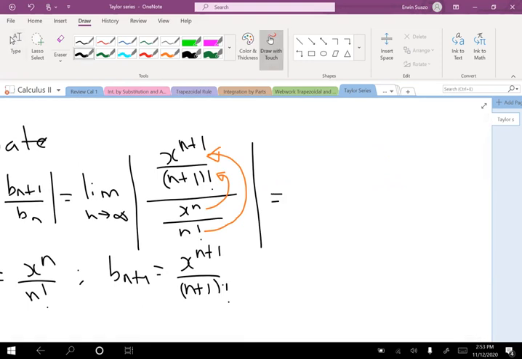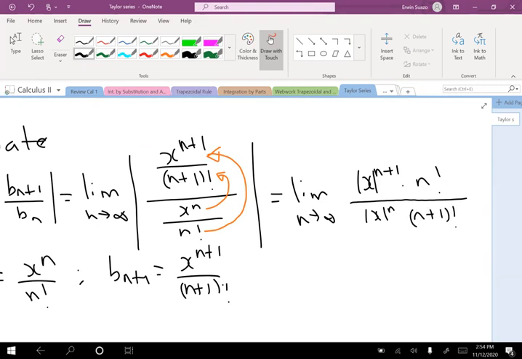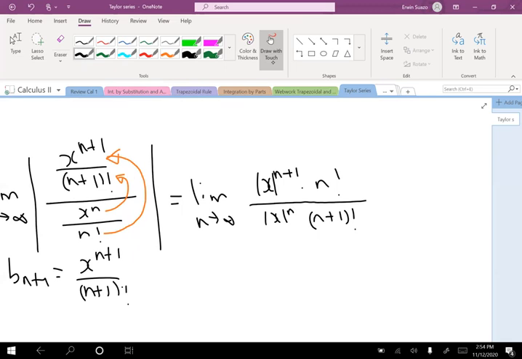Okay, so we take the limit as n goes to infinity. Then this will be the absolute value of x to the n plus 1, times n factorial, divided by x to the n times n plus 1 factorial, right? Now we simplify this.